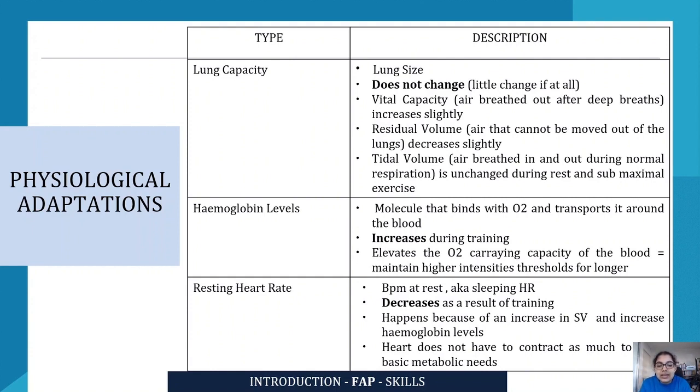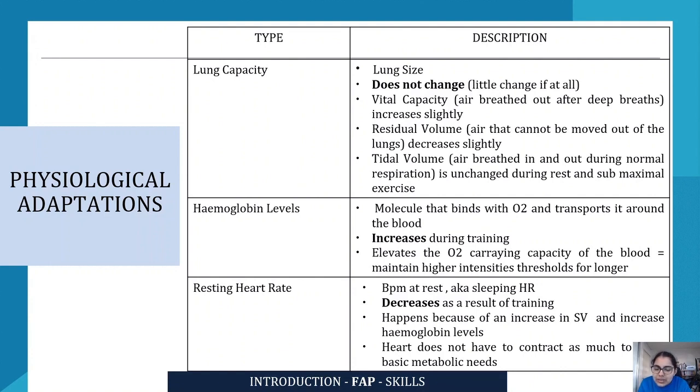The resting heart rate is the beats per minute at rest, aka, you know, the sleeping heart rate, for example. And as a result of training, the resting heart rate should decrease. So this is where your elite athletes would have, I think, an average resting heart rate of 40 to 50 beats per minute, or even 30 to 40 beats per minute as well. The resting heart rate of a normal person is around 70 to 80.